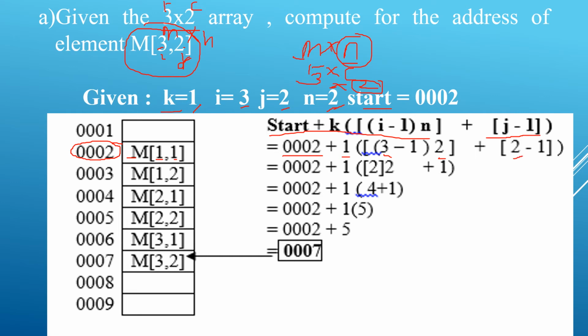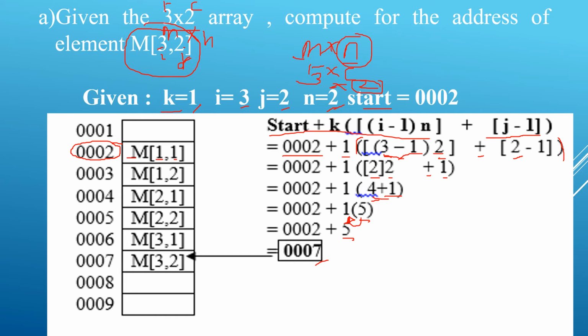Okay? And then next, we will analyze this expression. Remember, unahin natin nasa loob ng parentheses. Now, inside this parentheses, meron na namang mga parentheses. So, unahin din natin yung nasa inner na parentheses. So, we have 3 minus 1 will be evaluated first. So, 3 minus 1 is 2. Copy lang po natin yan. So, 2 times 2 plus 2 minus 1 is 1. And then, 2 times 2 is 4 plus, copy natin yun, plus 1. So, 4 plus 1 is 5. Tsaka natin siya i-multiply by k. So, 1 times 5 is 5 plus 0002. That turns out to 0007.